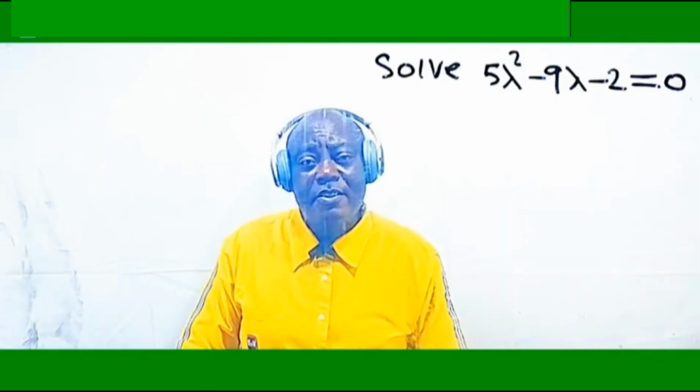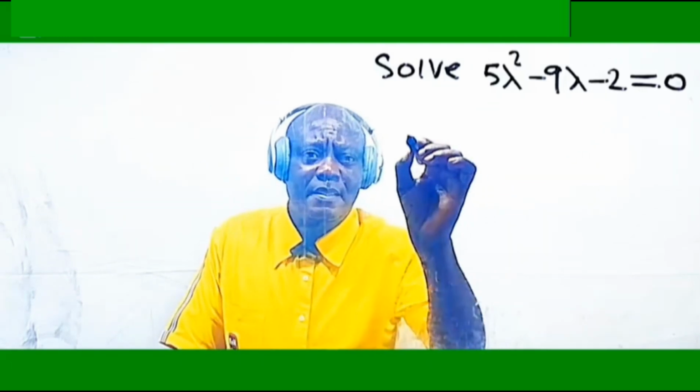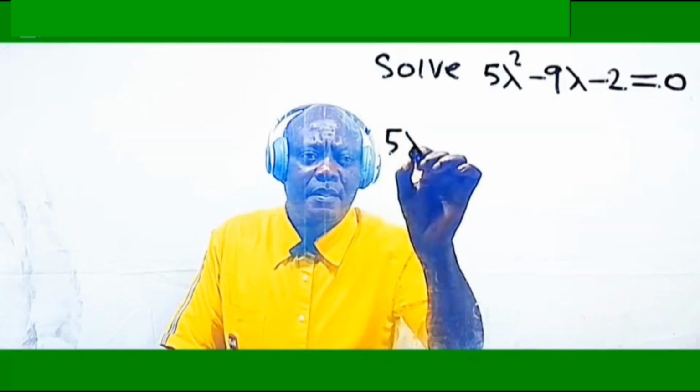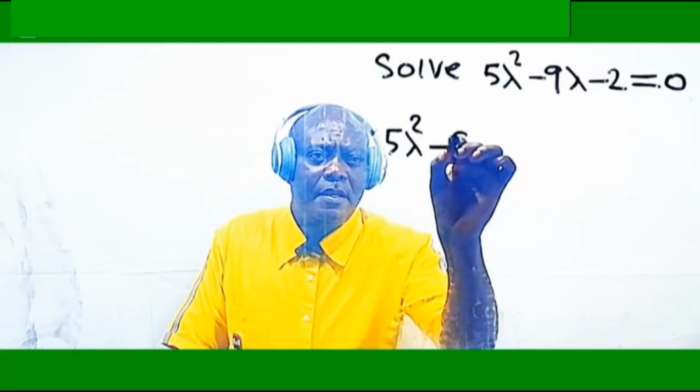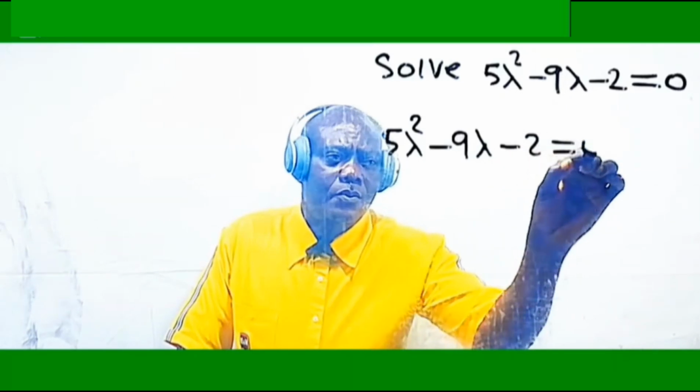But we have an open choice here. So we'll solve it by factorization. That is 5λ² − 9λ − 2 = 0.